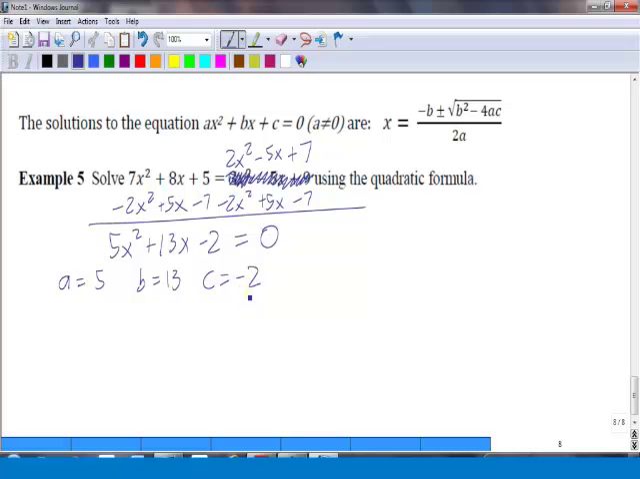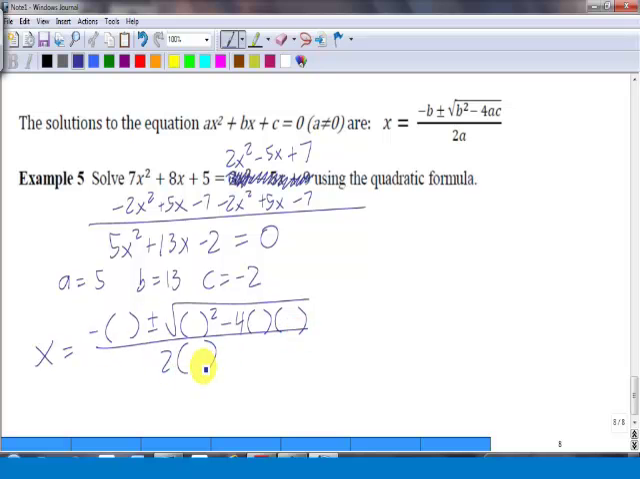We can apply the quadratic formula by substituting. Now when I write out the quadratic formula, I'm going to replace the A's, B's, and C's by empty sets of parentheses because we're going to substitute the 5 for A, the 13 for B, and the negative 2 for C. So it is the opposite of B, plus or minus the square root of B squared minus 4 times A times C, all over 2 times A.